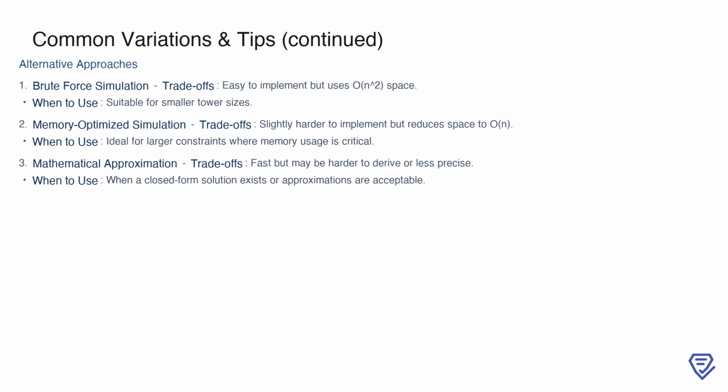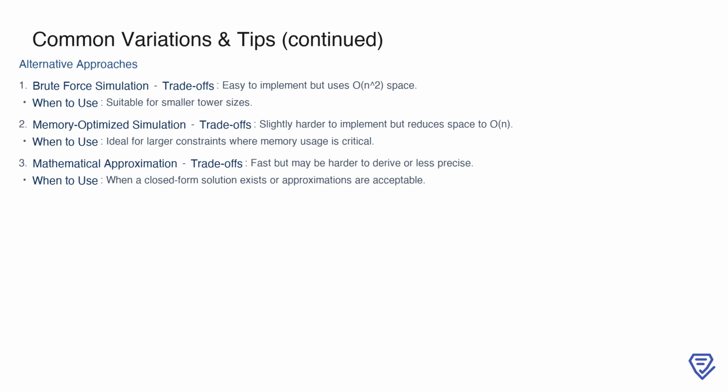Finally, let's discuss some alternative approaches to solving the Champagne Tower problem. A brute force simulation is the most straightforward method. It's easy to implement but uses O(n²) space due to the full 2D array. This approach is suitable for smaller tower sizes where memory isn't a constraint. A memory-optimized simulation, on the other hand, reduces space complexity to O(n) by reusing rows or using a temporary buffer. While slightly harder to implement, this method is ideal for scenarios with larger constraints where optimizing memory is critical.